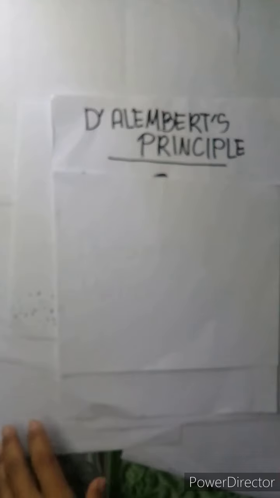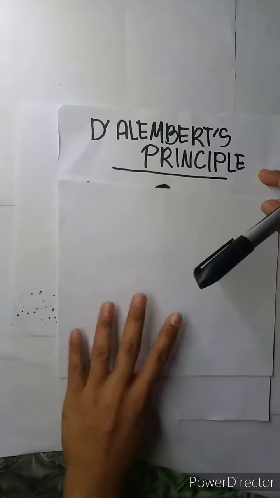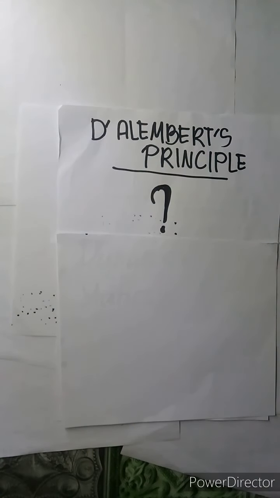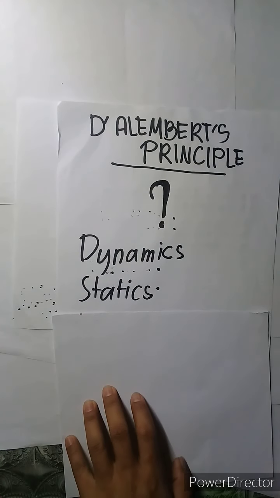The next topic that we are going to discuss is D'Alembert's principle. So, ano itong D'Alembert's principle? So, D'Alembert's principle is the alternative form of Newton's second law of motion stated by the 18th century French polymath Jean-Le-Rond D'Alembert. In effect, the principle reduces a problem in dynamics to statics.